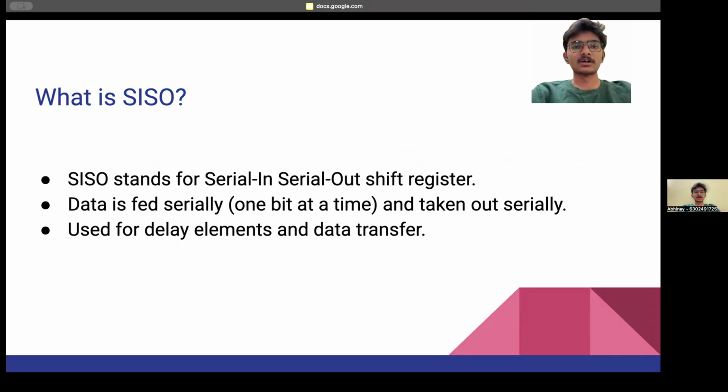What is SISO? SISO stands for serial in and serial out. What does that mean? In this type of shift register, data is fed into the flip-flop serially, and the output will also be serial. So this type of shift register is used for delay elements and data transfer.